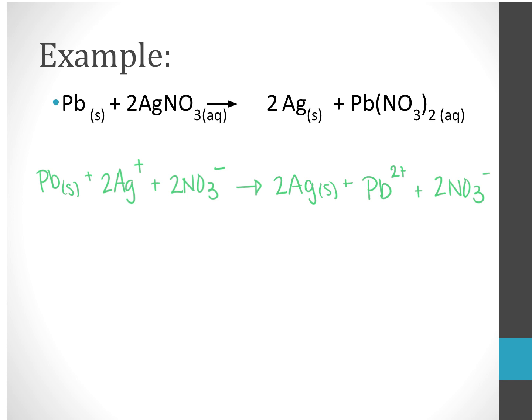Okay, the long one is the complete ionic, so it's showing all of the ions. So we really want to get to the net ionic though, or just like what are the things actually reacting? So now we're going to go through and we're going to cancel out those spectator ions.